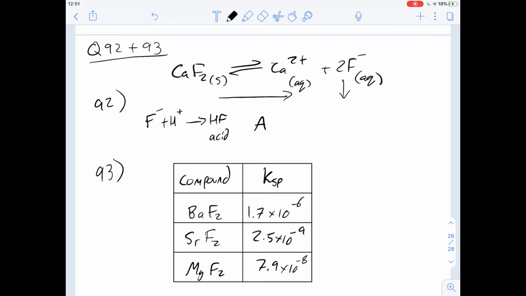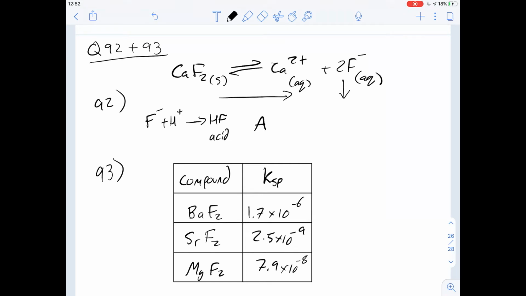This result will be a lot less in a neutral solution, and you might even find the opposite in a basic solution. So it's really just to do with these fluoride ions reacting with the excess hydrogen ions that drives this sort of equilibrium to the right hand side.